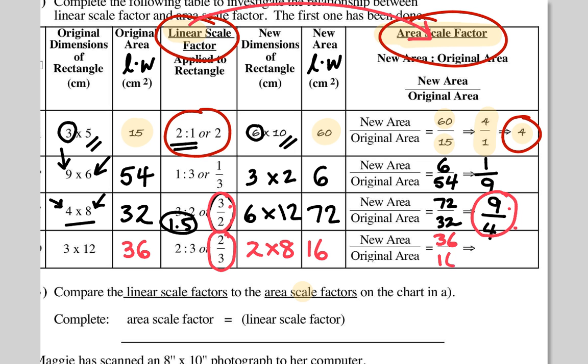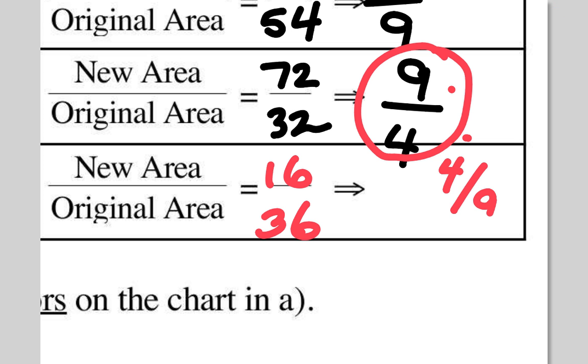36 over 16. Reduce that to a lowest terms fraction and you get 16 over 30. Oh, I got it backwards. Thank you. The new one over the old one. 16 over 36 and you get 4 over 9.